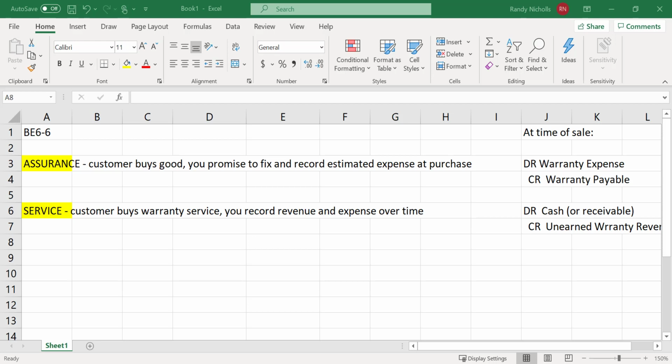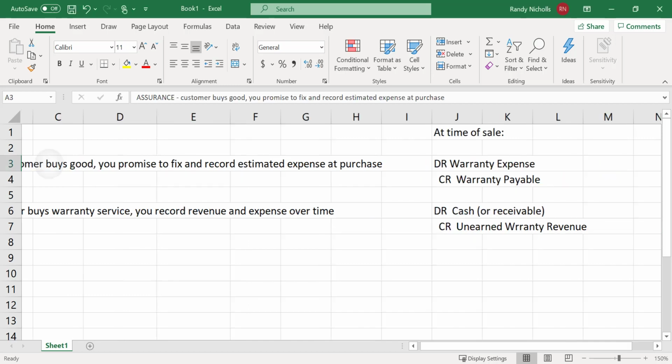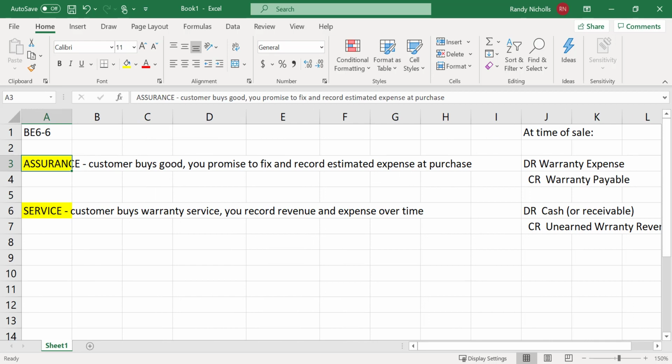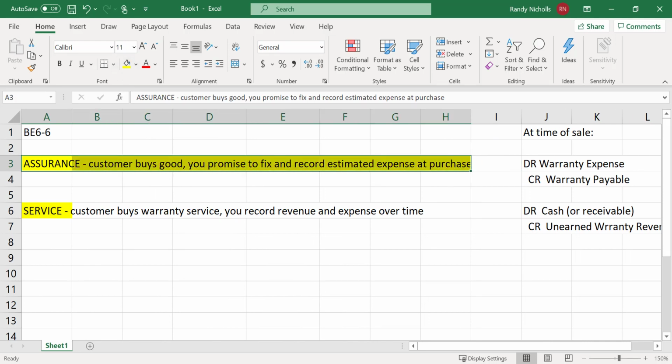So if you read brief exercise 6-6, we've sold some things, we've provided a 2-year warranty, we've also sold an extended warranty for 2 additional years. When we are accounting for warranties, we have 2 choices as to what method we use. One is what's called an assurance-based approach, or the assurance method. And assurance is really the customer buys a good, and I promise to fix it, and I'm going to record any estimated expenses for fixing it at the time of the sale.